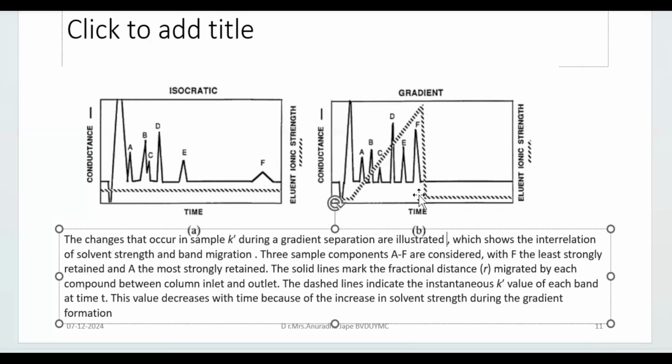So these two graphs are telling you about the difference of separation, adequate resolution of a column chromatography analysis system if you use an isocratic system as seen in diagram A, and if you use a gradient system as you see in diagram B. So with this, today's discussion is done from my side. If you have any queries, please do write in chat.